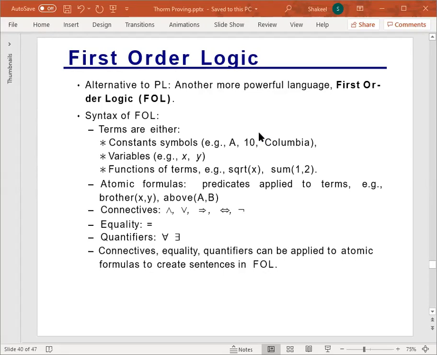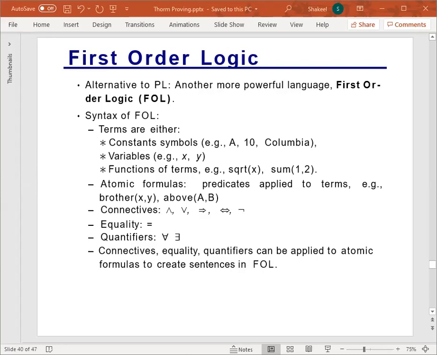So what is the syntax of first order logic? We have terms that can be either constant symbols such as a, 10, or Columbia, variables that are x, y, z, etc. And also you could use functions in terms, for example, square root of x, sum of 1 and 2, etc. So we are going to make the language richer with constants, with variables, and with functions.